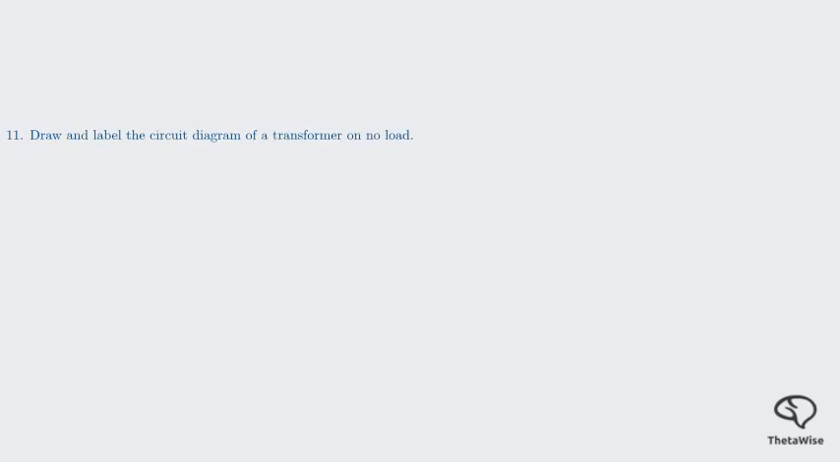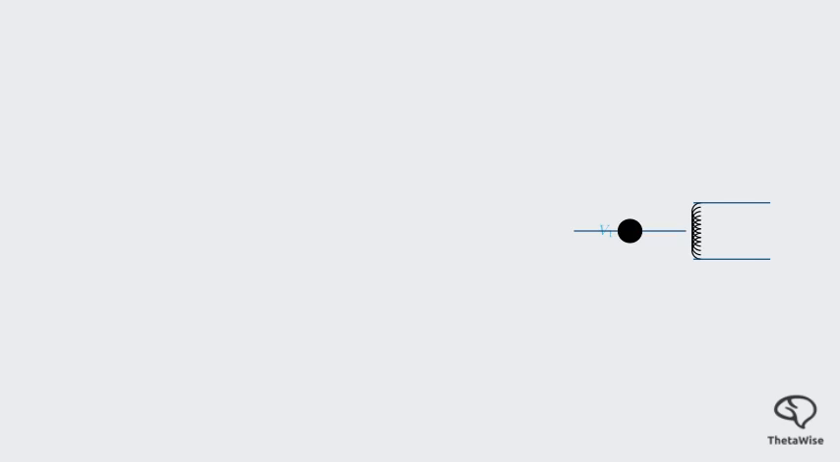Draw and label the circuit diagram of a transformer on no load. For this, we'll draw the equivalent circuit diagram. Let's start with a black background and build the circuit. First, we have the AC supply voltage, which we label V1. It is connected to the primary winding. To the right of that, we show two parallel components.